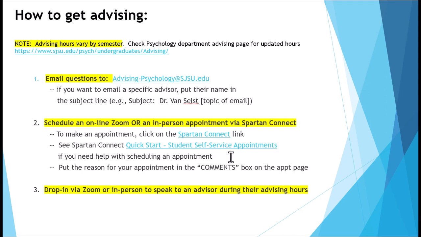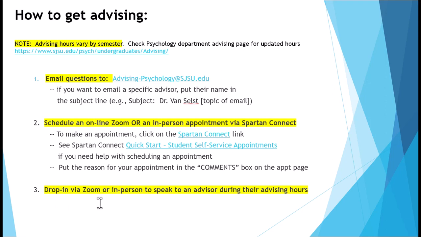If you're not familiar with Spartan Connect or you've never used it before, here's a link to a tutorial for how to make appointments on Spartan Connect. When you make your appointment, we also ask that you put the reason for your appointment in the comments box on the appointment page. There's a comments box that you can type in why you'd like to meet with us, like you have questions about graduation, or you want to know how to change your major. Whatever the reason is, please put it in the comments box so that we have an idea of what you'd like to talk with us about during your appointment.